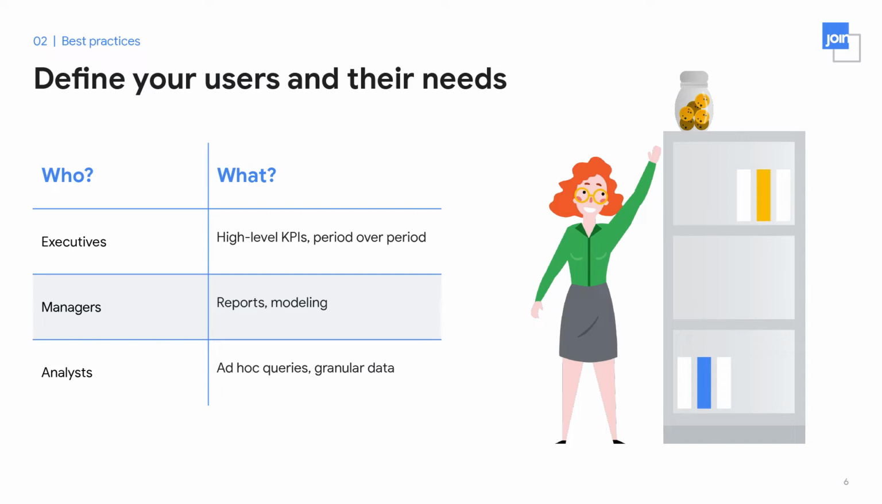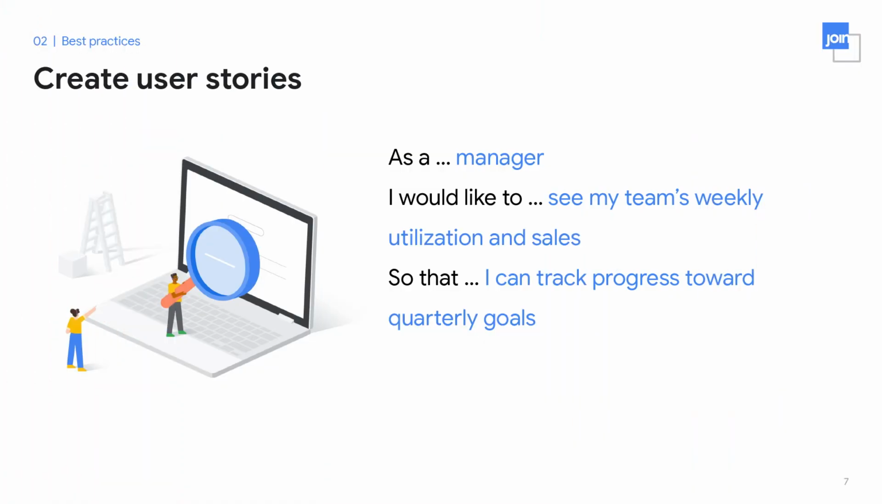And one way we can help define those specific users and their needs is by creating user stories. A common approach is to write these up into a fill-in-the-blank type sentence. As a manager, I would like to see my team's weekly utilization and sales so that I can track progress toward quarterly goals. That's just one example. And of course, for each user, you'll create a different user story, and then you'll develop your application and you'll build out the functionality based on those stories.